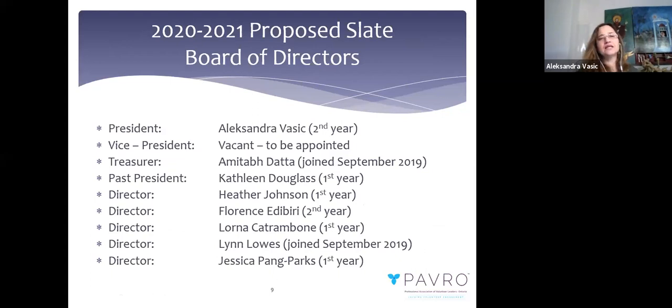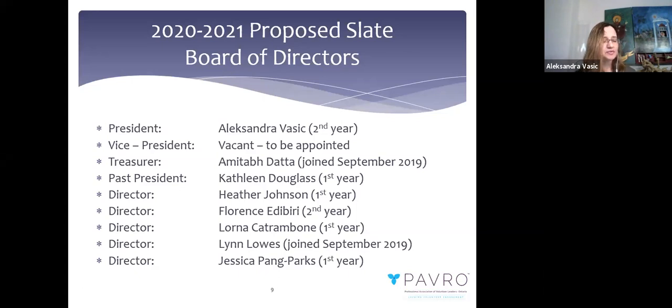So the next slide is about the election of the board of directors. We're now going to present the slate of nominees according to bylaws Article 6, Section 1. Officers listed on the slide, the president, vice president, past president, and treasurer, are elected for 1-year terms. All other directors are elected for a 2-year term.